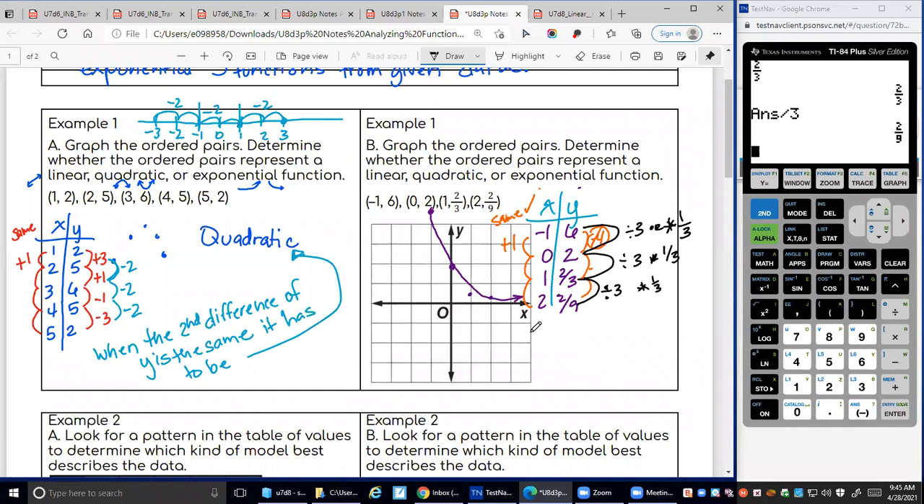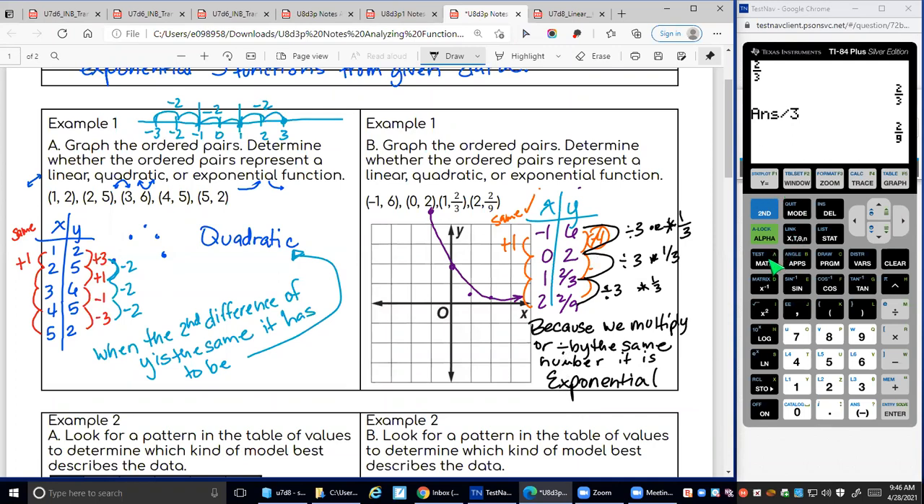So because we multiply, or depending on how you look at it, multiply or divide, by the same number, it is exponential. Okay? Let me point out one other thing.